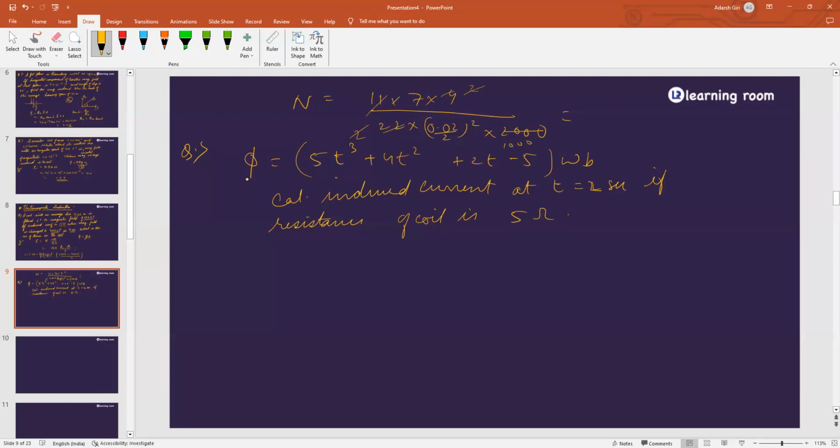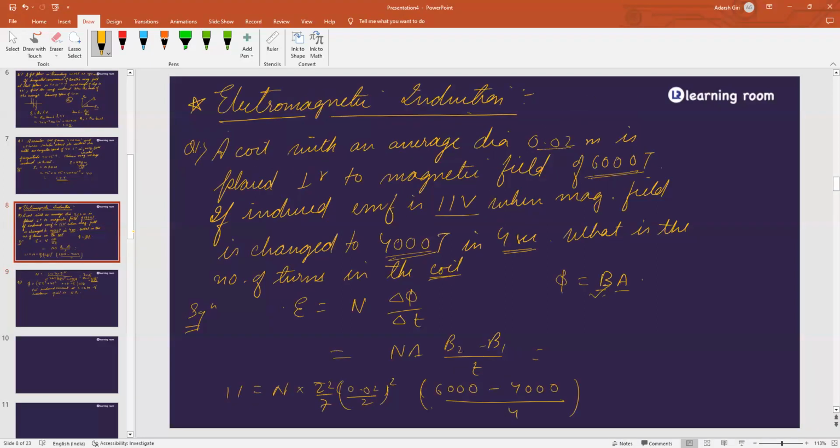2000. So 7 into 4 upon 4 into 10 to the power minus 4, and into 1000. This 4 will get cancelled. Yeah, it will be 70. Correct. Sorry, my mistake. 70. All right. That was diameter, correct. Not the radius.